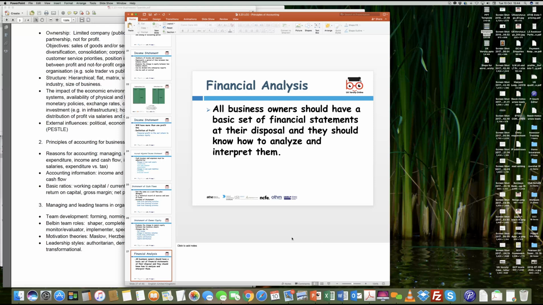Now, the idea of this particular session is to understand the purpose of accounting, and what kinds of transactions or terminology we come across in the business when we look at accounting in general. The last bit we want to look at is something called financial analysis.